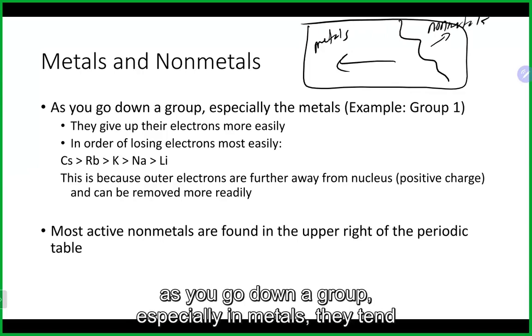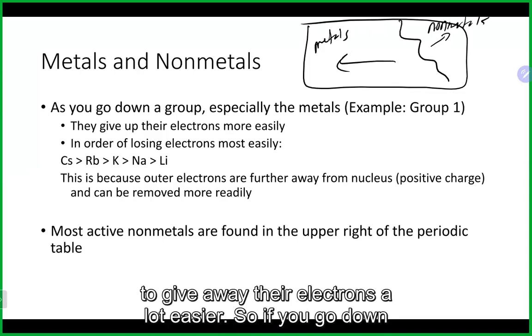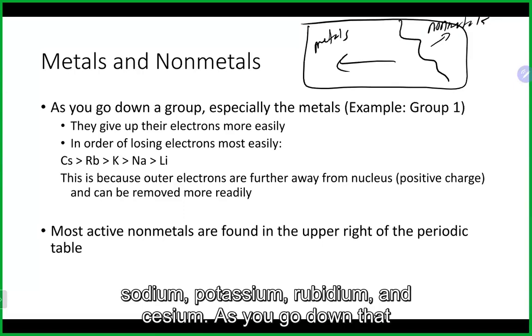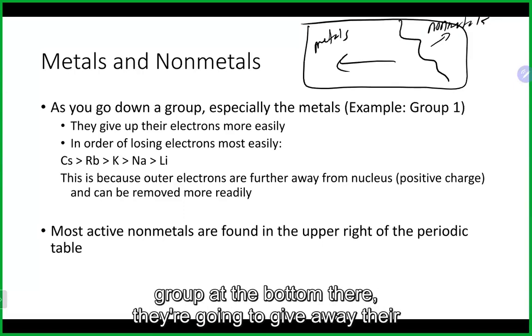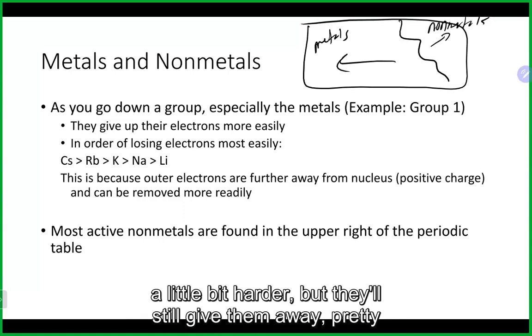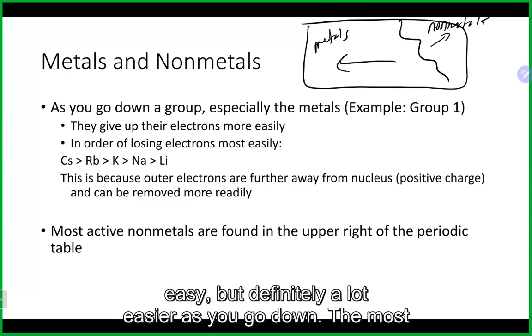And as you go down a group, especially in metals, they tend to give away their electrons a lot easier. So if you go down group one, lithium, sodium, potassium, rubidium, and cesium, as you go down that group at the bottom there, they're going to give away their electrons super easy. As you go up the group, it's going to get a little bit harder, but they'll still give them away pretty easy, but definitely a lot easier as you go down.